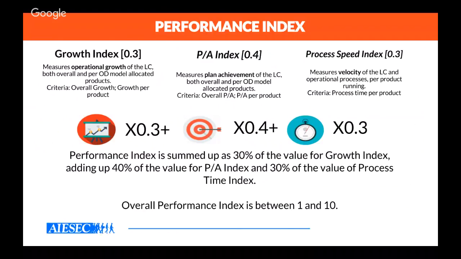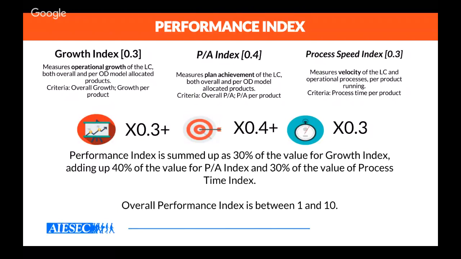Then we also added the process time. Why? Because part of our vision, for example, is act fast. So we really want our LCs to manage their product in a fast way, also to be more competitive and reliable with respect to our IR partners. So again, the growth index: whether you are growing that month with respect to the same month of last year; plan achievement: how much you are achieving with respect to your plan; and process time.